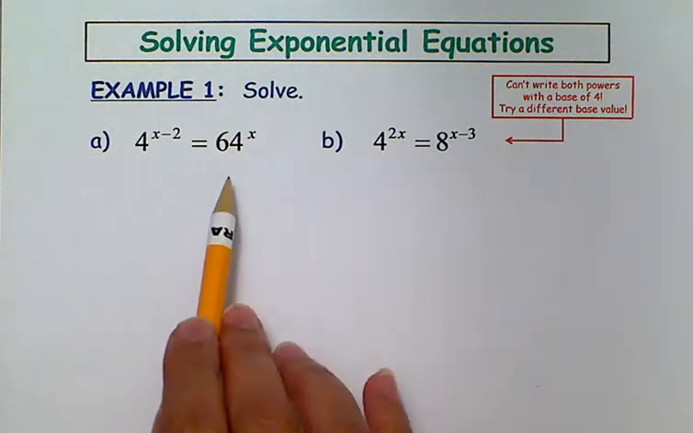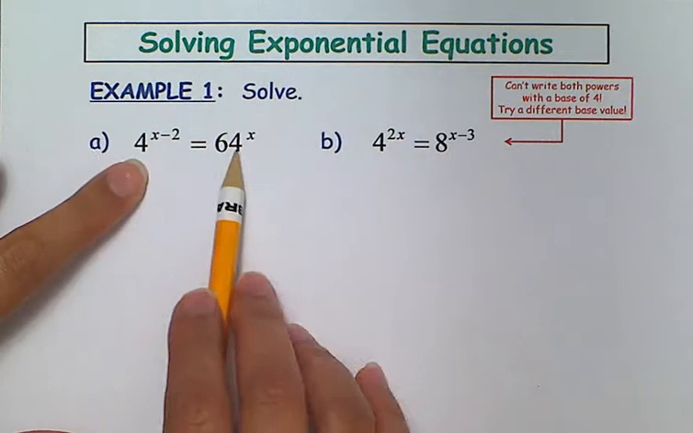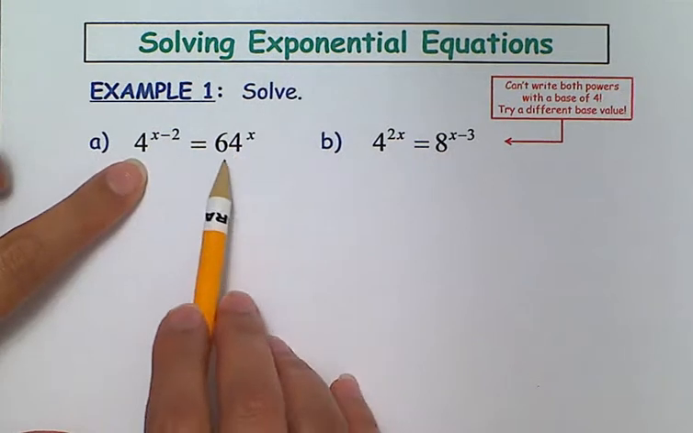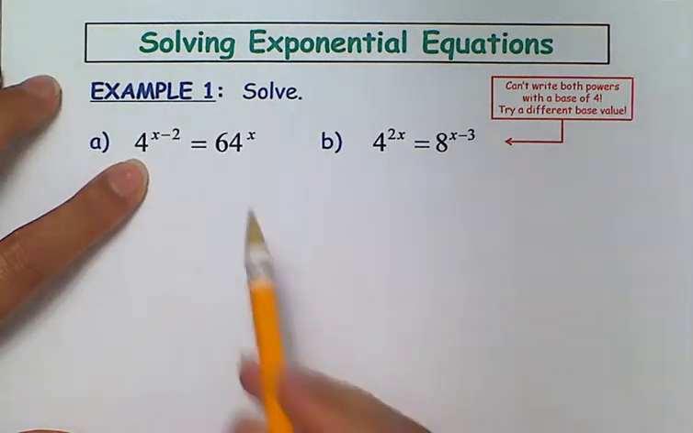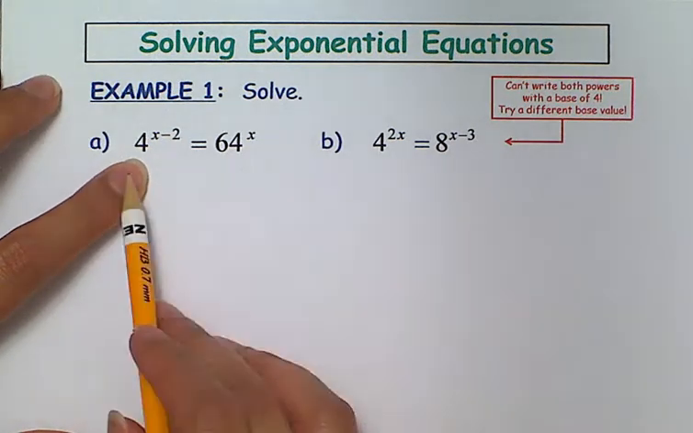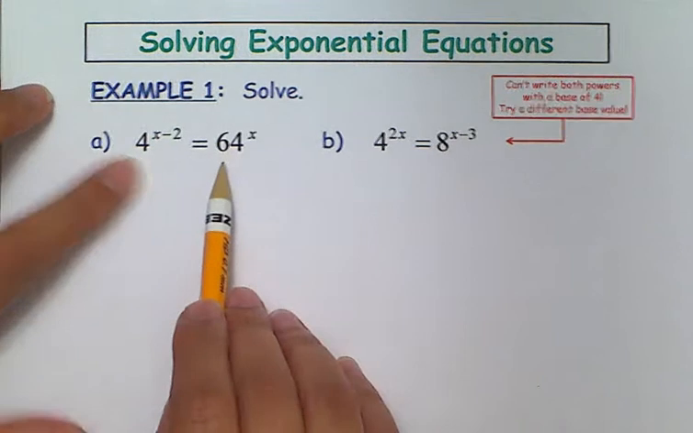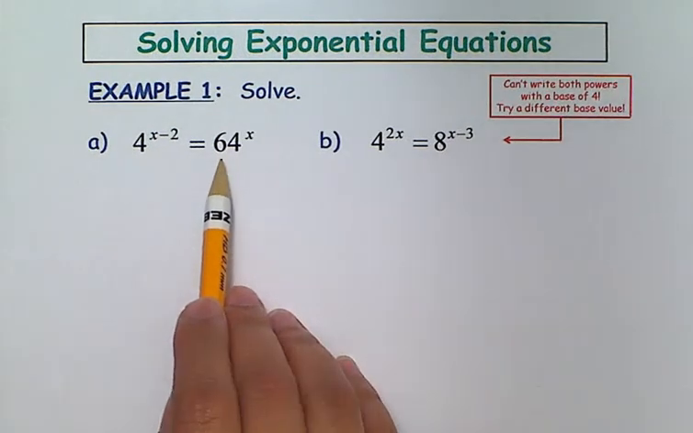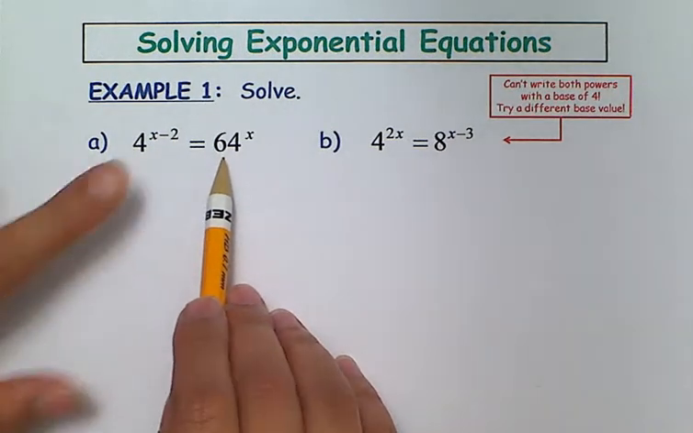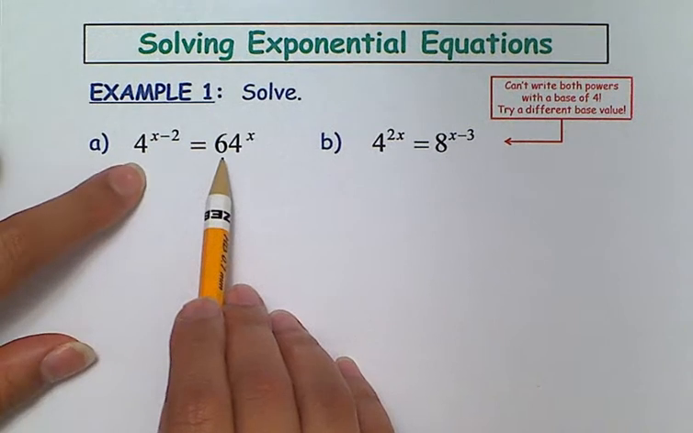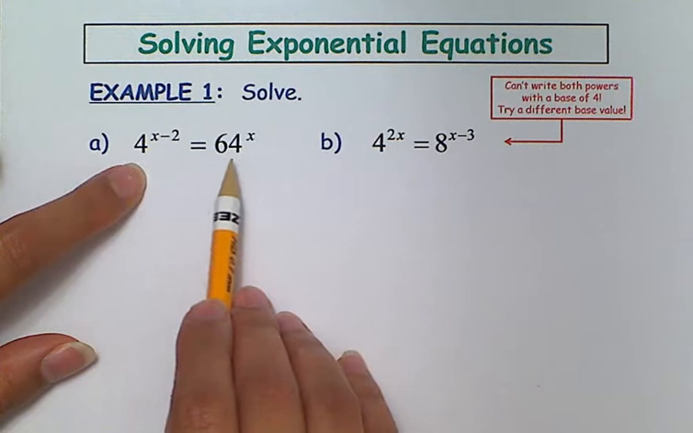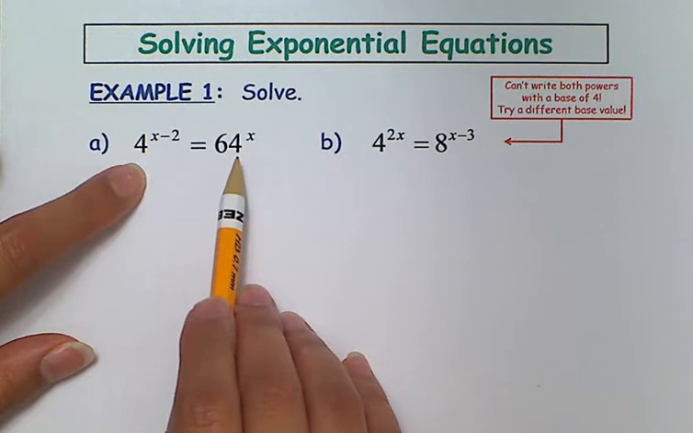So for example, I have a base of 4 on the left-hand side and a base of 64 on the right-hand side. And I'm going to think about whether or not I can change one of the bases so that they're exactly the same as the other one. And in this case, 64 would be the one I would change since it's the larger value. And I can probably write it with a base that's smaller. And I'm going to think about whether or not I can actually change 64 so that it's the same as the base on the left-hand side, which is 4.